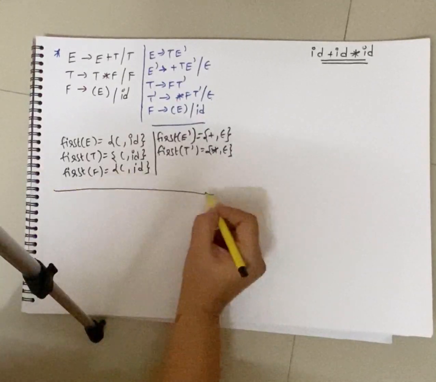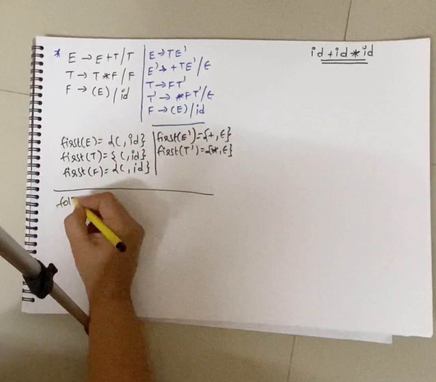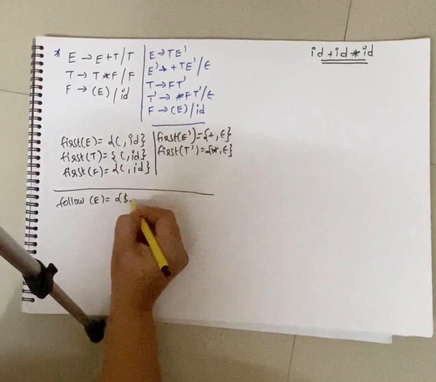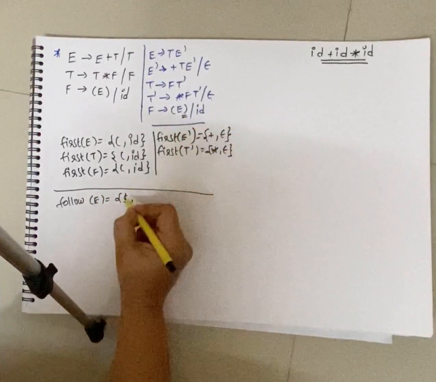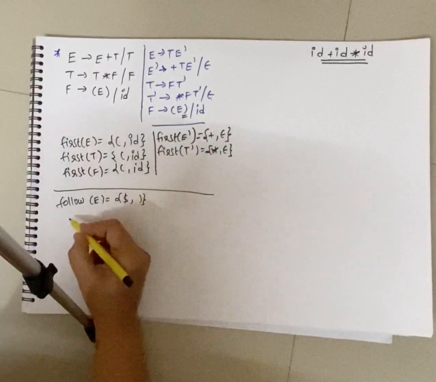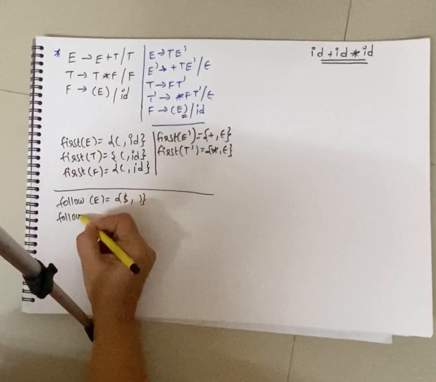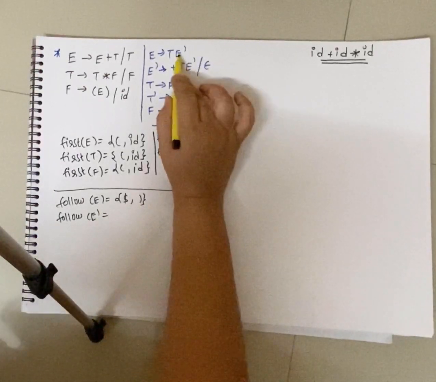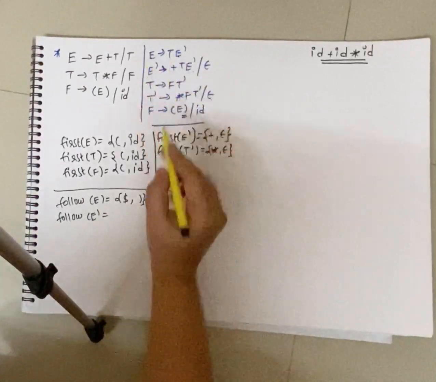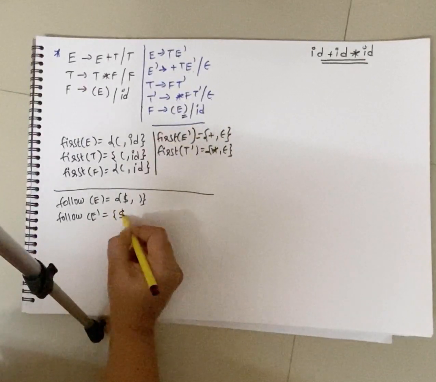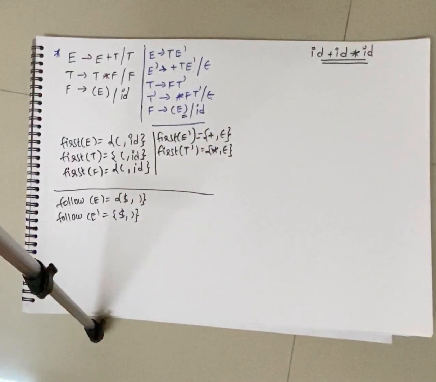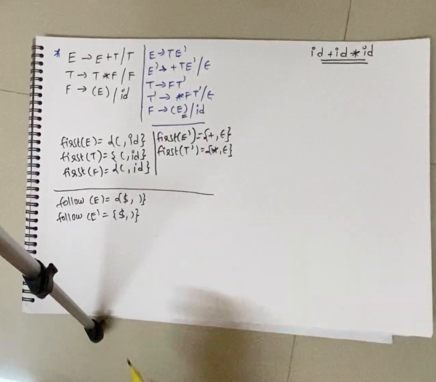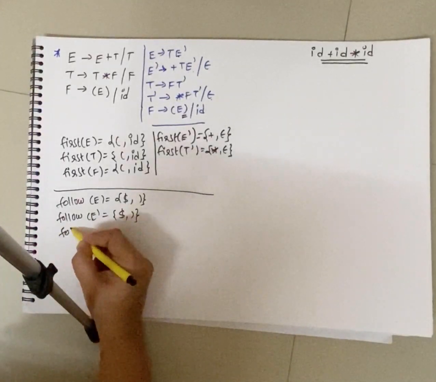Now we are calculating follow values. Follow of capital E is by default dollar. Then because of this rule, it is a closing bracket as well. Follow of E dash is in two rules. This one is recursive, so we'll consider this only. Follow of E dash is follow of E, hence dollar and closing bracket. I am not writing the entire description or justification. We have already calculated these examples once.